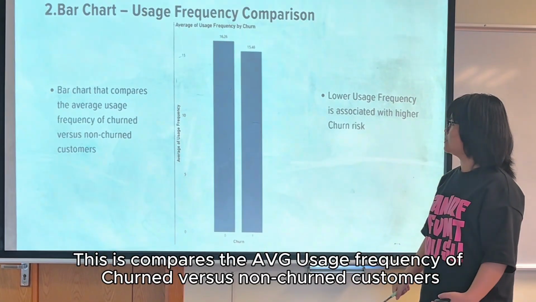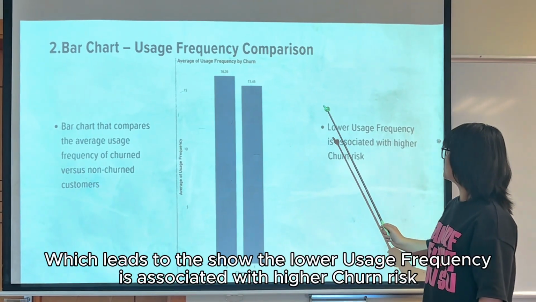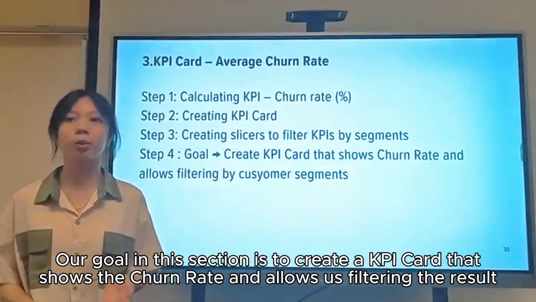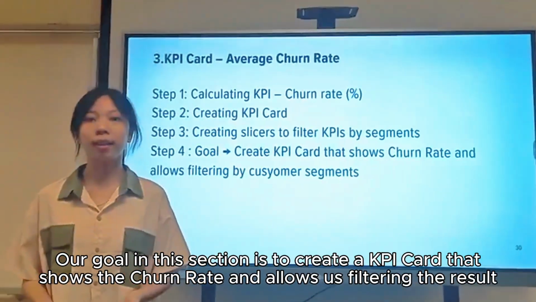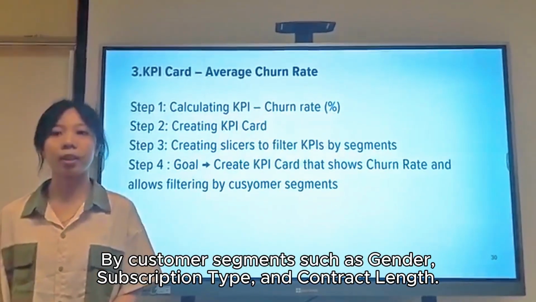This compares the average user frequency of churn and non-churn customers. This leads to the finding that lower user frequency is associated with higher churn risk. Our goal in this section is to create a KPI card that shows the churn rate and allows readers to filter by customer attributes such as gender, subscription type, and contract length.